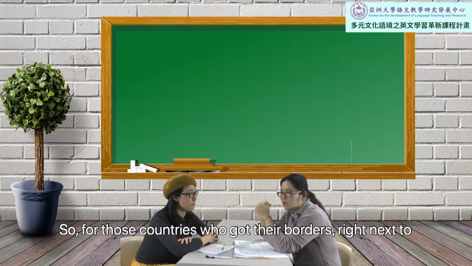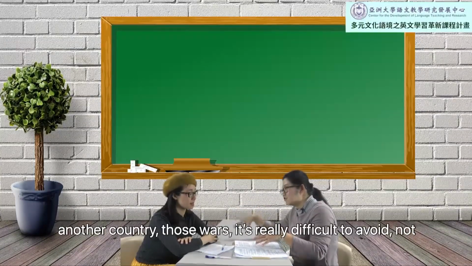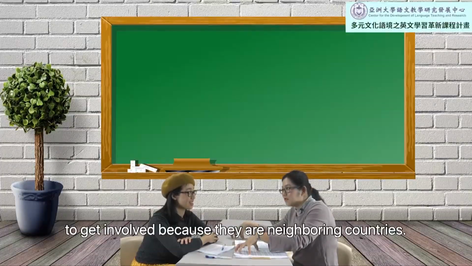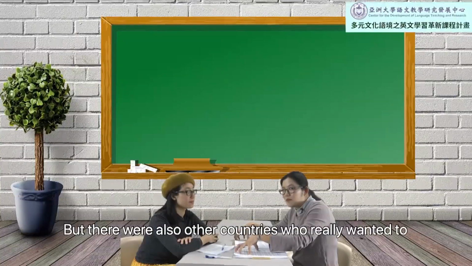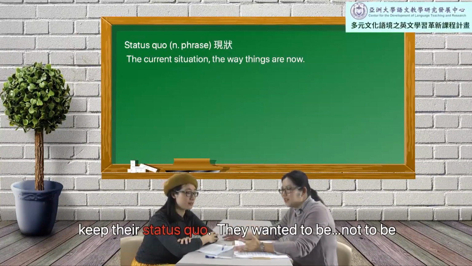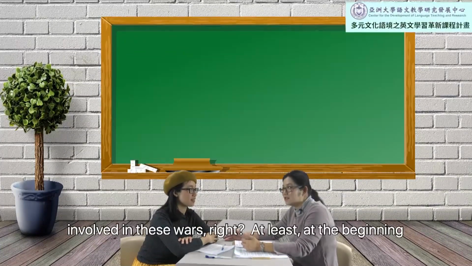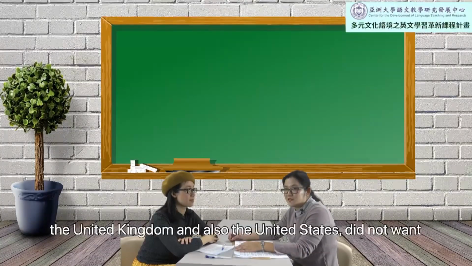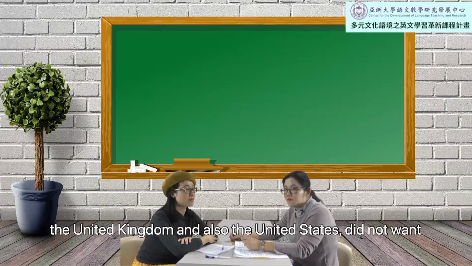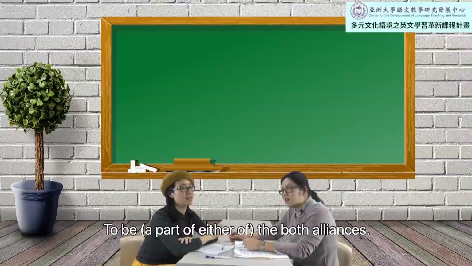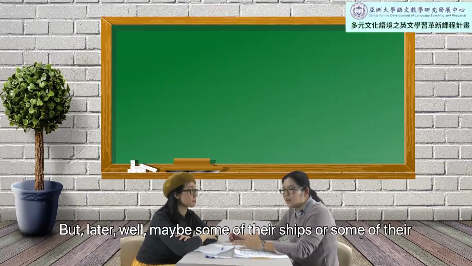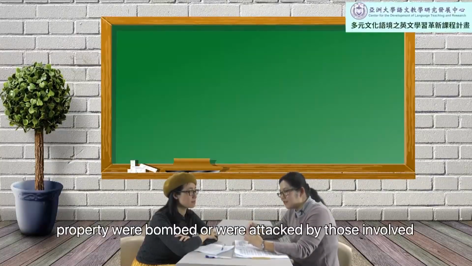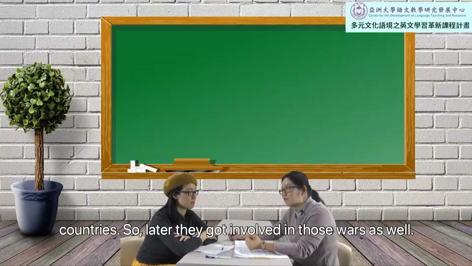For those countries with borders right next to another country, it's really difficult to avoid getting involved in those wars because they are neighboring countries. But there are also other countries who really wanted to keep their status quo and not be involved in these wars, at least at the beginning. So when the First World War started, the United Kingdom and also the United States didn't want to get involved in either alliance. But later, some of their ships or properties were bombed or attacked by those involved countries, so they got involved in those wars as well.